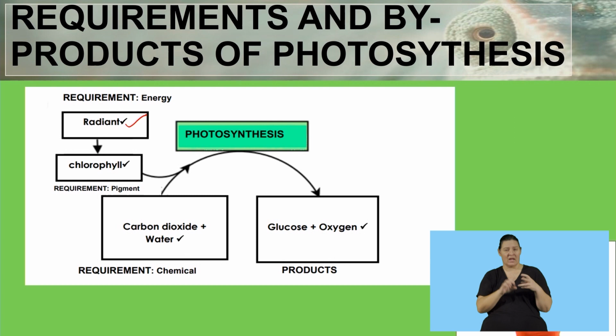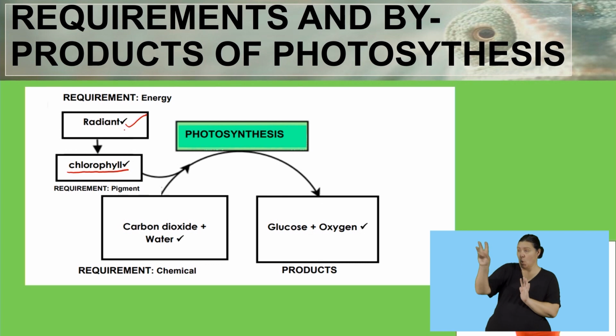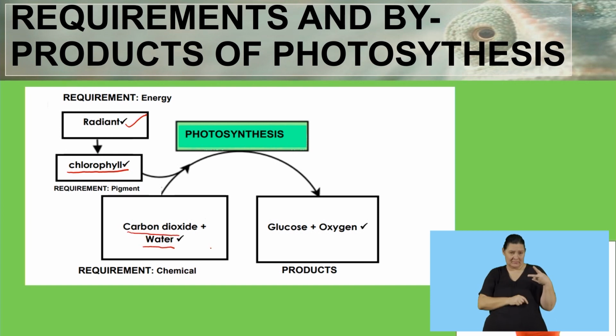And then that radiant energy is absorbed by the chlorophyll. Remember that. So your next one was chlorophyll. And then the radiant energy that is absorbed by the chlorophyll puts together two things. Remember, it puts together the carbon dioxide and the water. So these are the two things that undergo a chemical reaction.